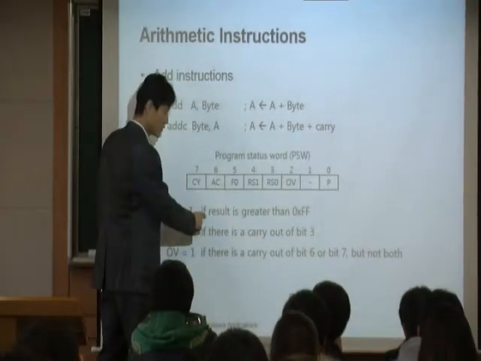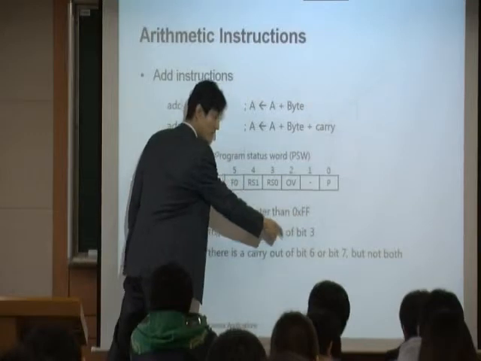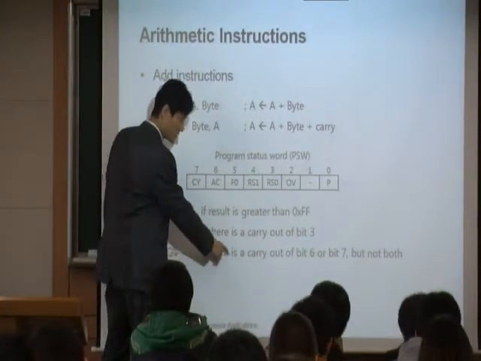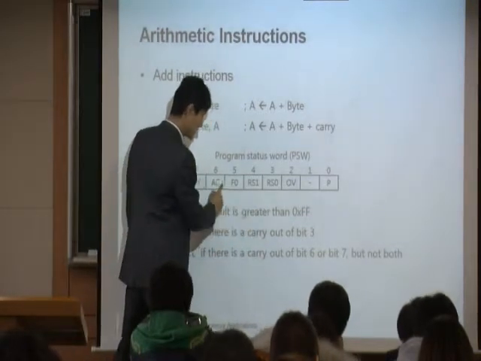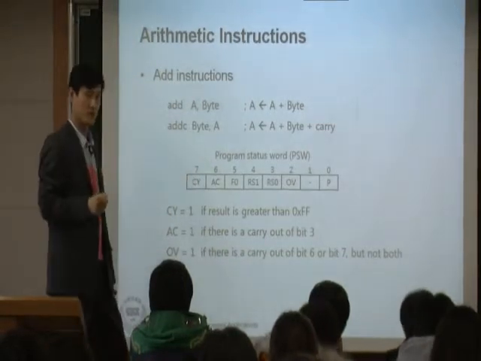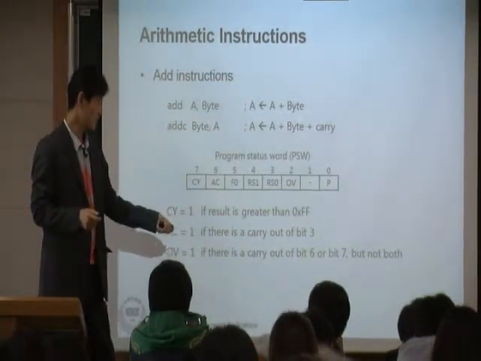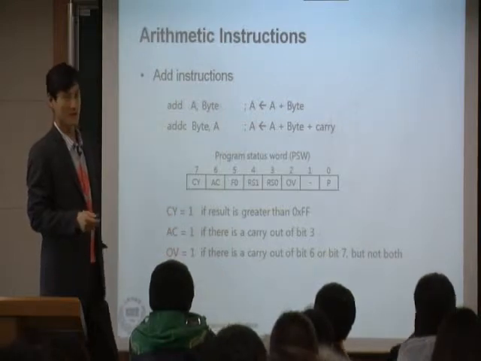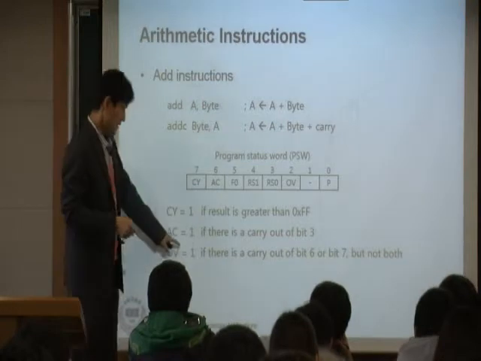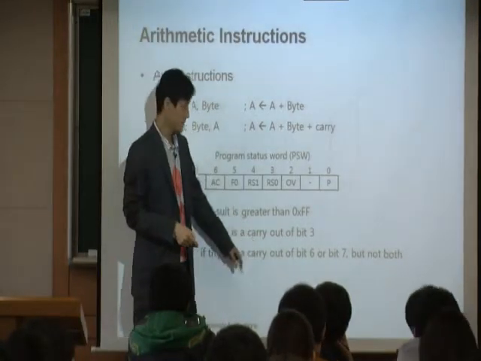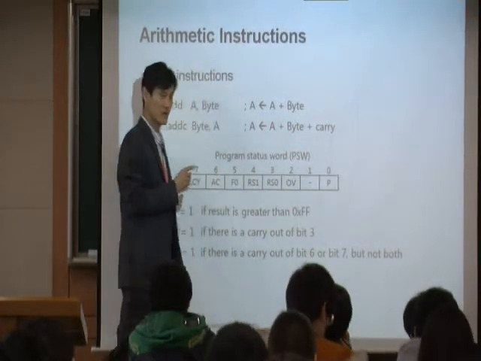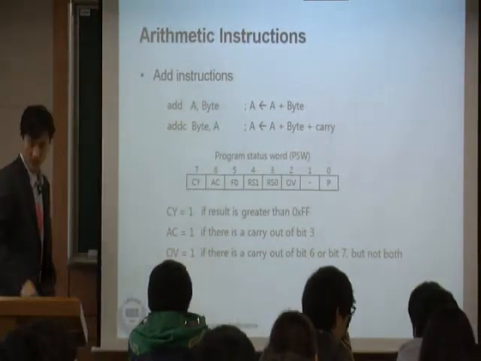When you do addition, if the result is greater than this value, then carry is up. Simple, like this. Okay? If there is a carry out of bit 6 and 7, but not both, then the overflow flag is up. What does that mean? Okay, do you understand what this means? If there is a carry out of bit 6 or 7, but not both. Okay, I'll show you in the next slide what that means.